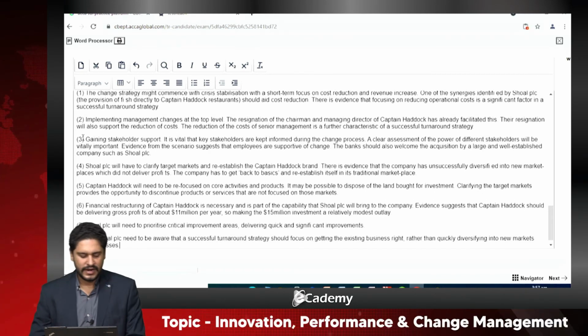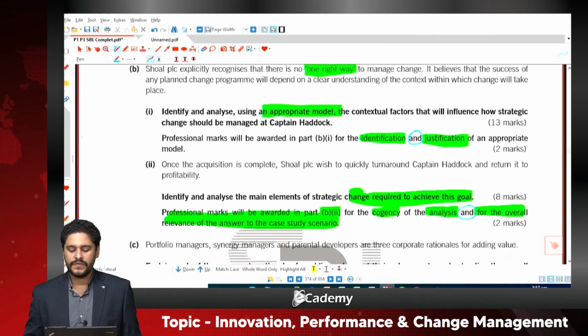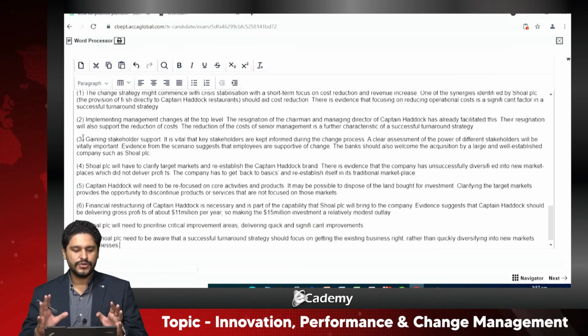Now you don't need to write all these points. Obviously the question is of 8 marks, so 4 points will do your work. Then gaining stakeholders support. There are 2 marks for 1 point.